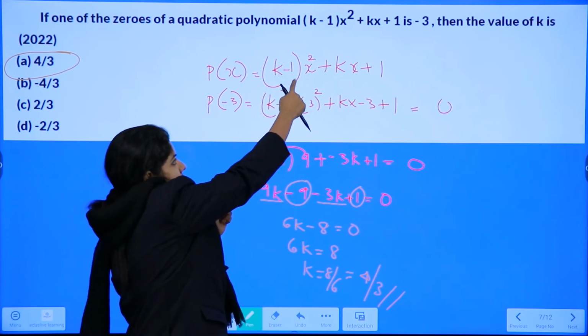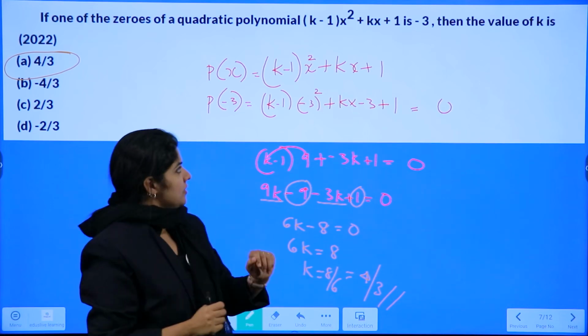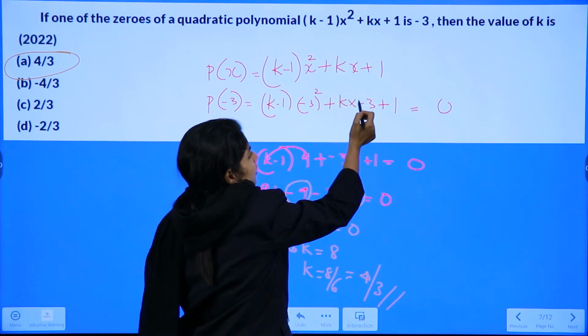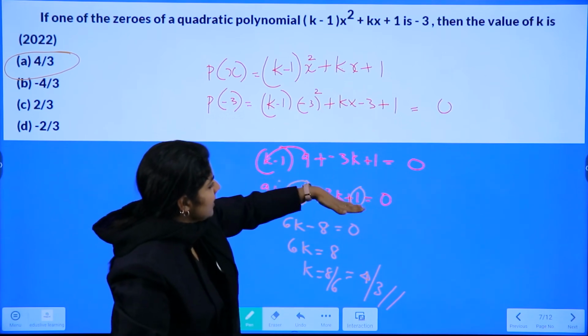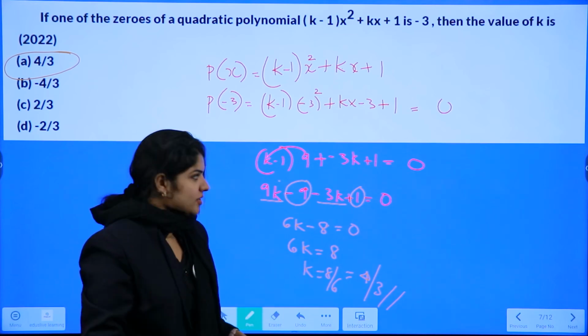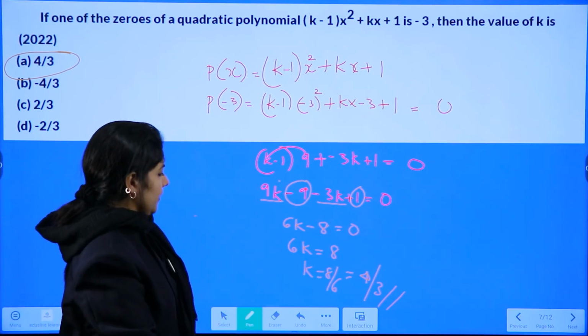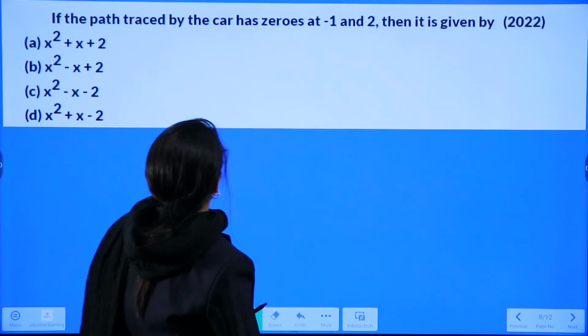So k minus 1 into x square will become k minus 1 into minus 3 square plus k into minus 3 plus 1, that is equal to 0. Now expanding the brackets and grouping the like terms, we will get the value of k as positive 4 by 3. Okay, I hope it's clear. We'll go to the next question.